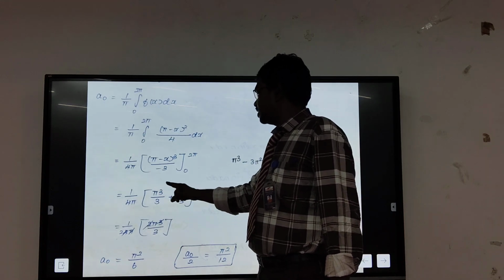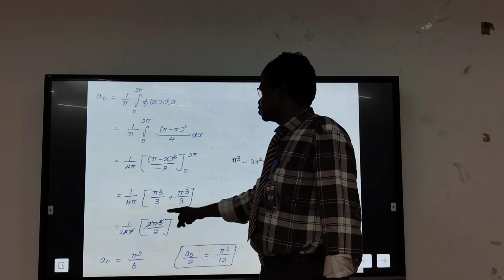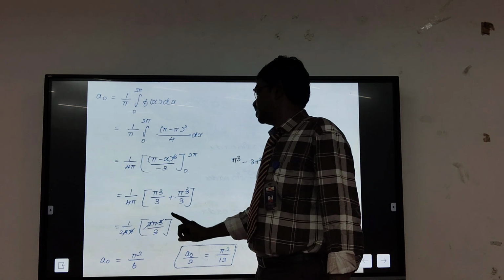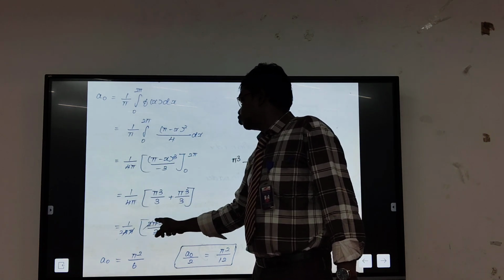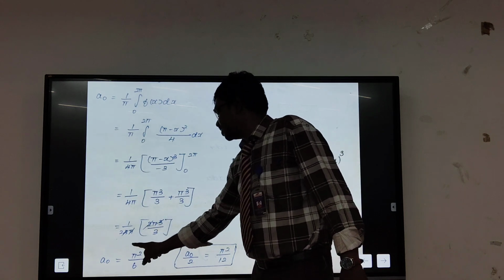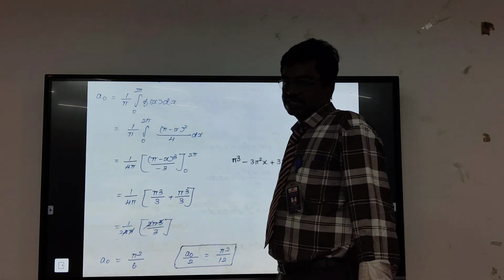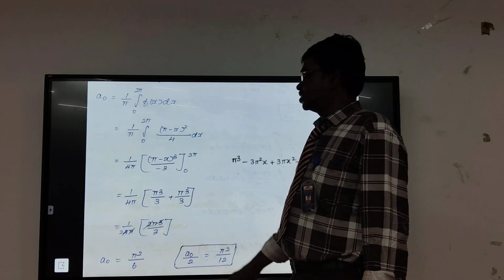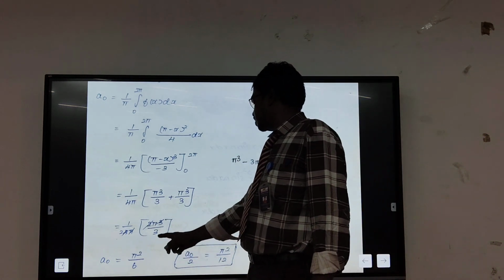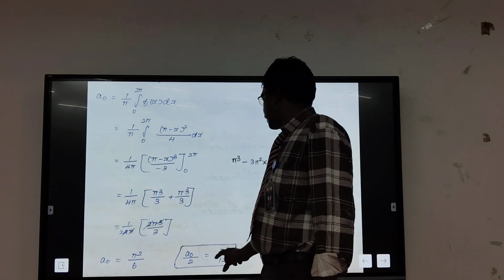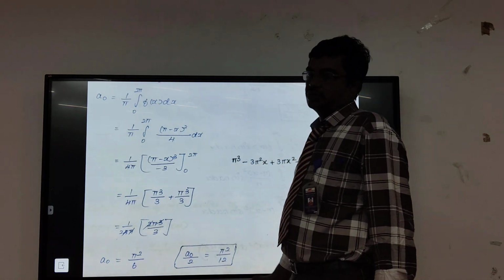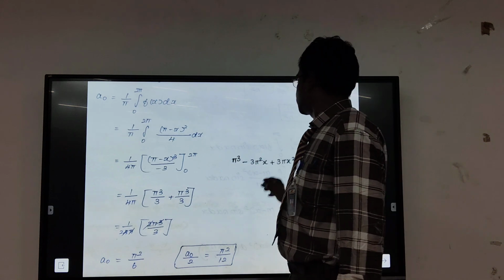For pi cube by 3, again two terms, that is 2 pi cube by 3. After simplification, 1 by 4 pi into 2 pi cube by 3, we finally get pi square by 6. That is the value of a0. Therefore the value of a0 is pi square by 6, and a0 by 2 means pi square by 12.